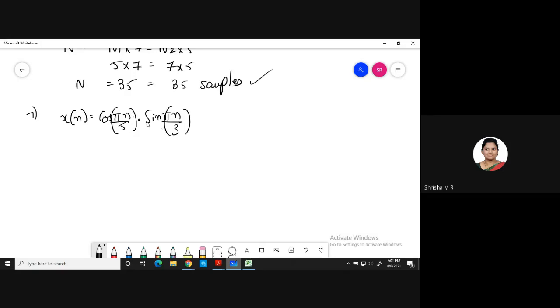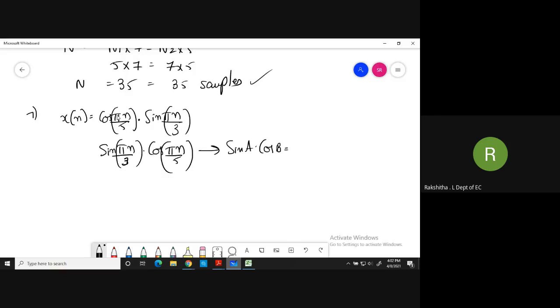You cannot write omega 1 and omega 2 directly, that will be wrong. So this is of the form cos A sin B, or we can arrange it in the form of sin A cos B. I will take sin pi n by 3 into cos pi n by 5. So now it is of the form sin A cos B. What is the formula for sin A cos B?